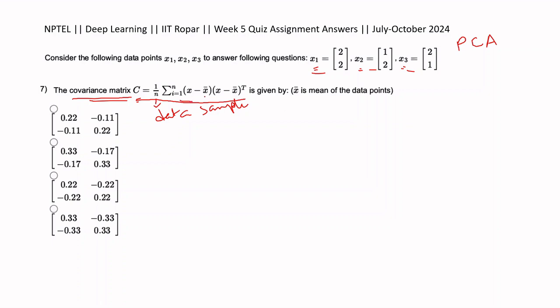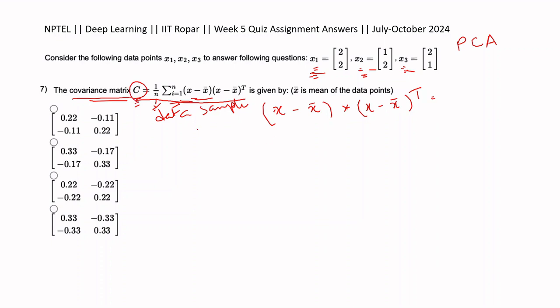Then I will be taking the summation of two matrices. The first matrix is the data point which is given minus the mean of the available data points. That means I will be calculating the mean of x1, x2, and x3. This matrix I will multiply with its transpose matrix. When I do the summation for all the available data samples and take the average value, that final matrix will be my covariance matrix.